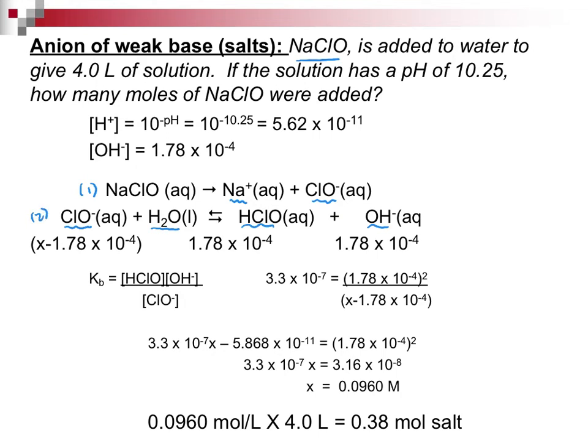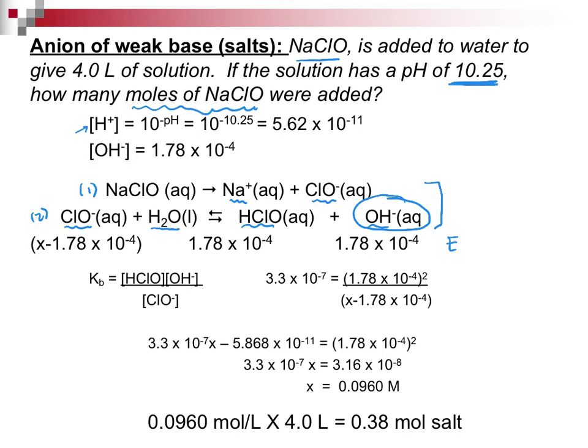Now, in order to solve the problem, they say we have a solution that has a pH of 10.25. How many moles of NaClO were added? So this is a more complicated problem. I sketched out here the two chemical equations that describe what's going on. Now we want to be able to make the equilibrium line in an ice table. We know that we need to have a concentration of OH minus. We have been given the pH. If we can find the H plus, we can readily find the OH minus.